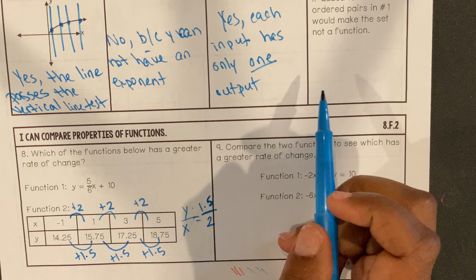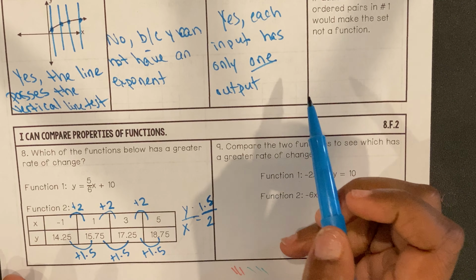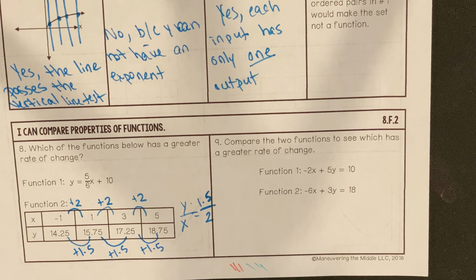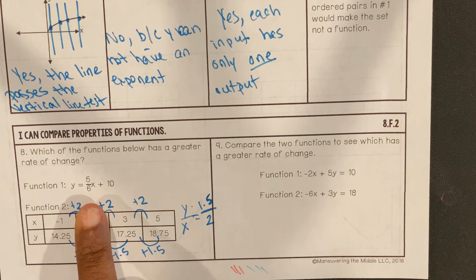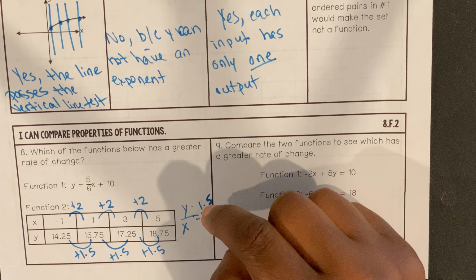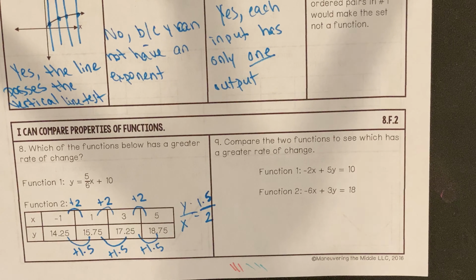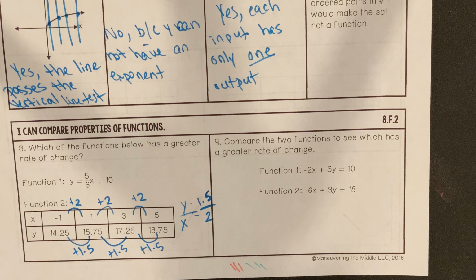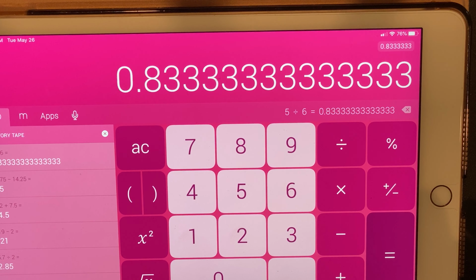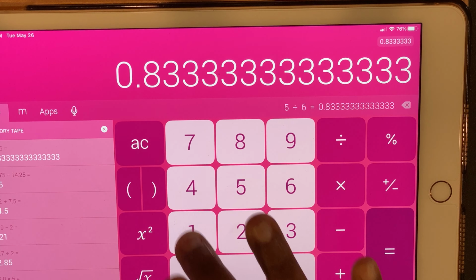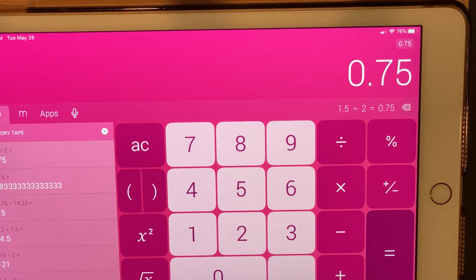Well, even if I did not divide them, just looking at the fraction, I need to see which one is going to be faster. My assumption is this is faster because 1 and 5 is very close to 2, but 5 and 6 seems like it would be closer to 6. But let's take a look. If I did 5 divided by 6, I'd get 0.83. If I do 1.5 divided by 2, I get 0.75.